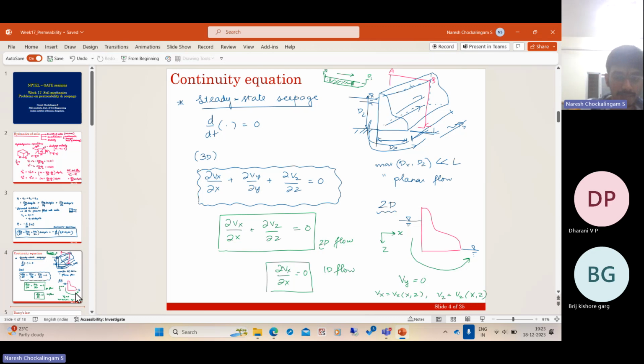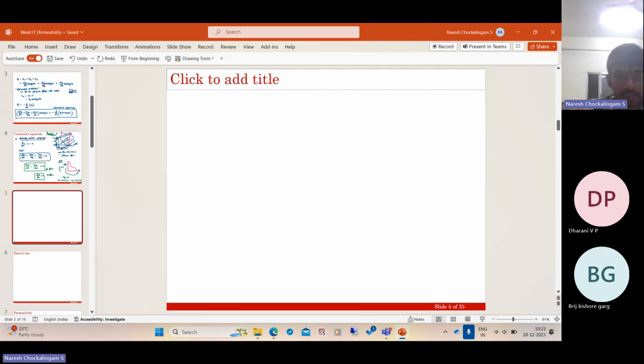Now the next part is how do we handle this? So this is the governing equation for the velocity vector. And one more thing I wanted to say. I said it's the discharge velocity. Discharge velocity is defined for 1D flow.